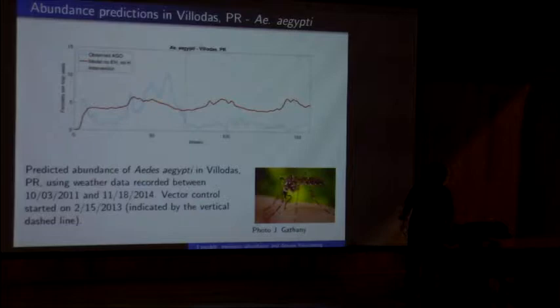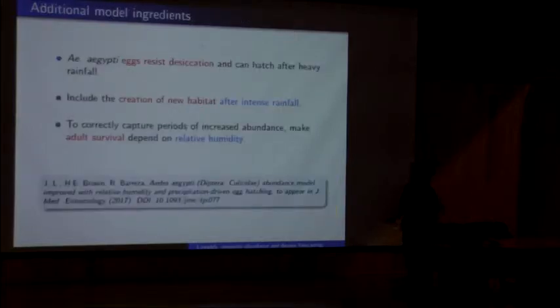So what we said is, okay, maybe we need to take into account the fact that for this particular species, which is not true, I believe, for the other mosquitoes, the eggs don't desiccate as well. So if they don't hatch, they can stay there dormant, and then when it rains, they can hatch again. So we know they resist desiccation, and we're going to assume that when it rains a lot, that creates new habitat. And so the eggs can now hatch, and the mosquitoes can develop.